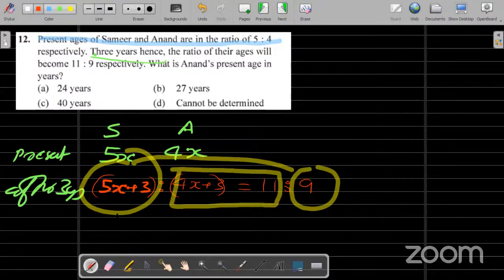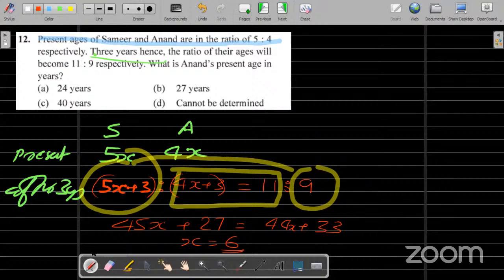I'll get 9 into 5x plus 3, so 45x plus 27 equals 11 into 4x plus 3, which is 44x plus 33. I'll get 45x minus 44x, x equals 33 minus 27, 6. X equals 6.